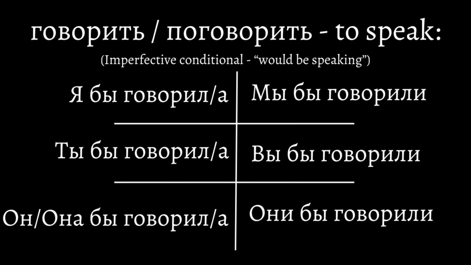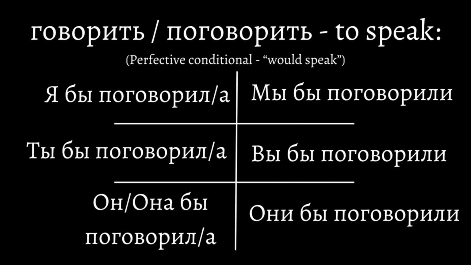In the imperfective, it's я бы говорил, I would be speaking masculine, ты бы говорила, you would be speaking feminine, and мы бы говорили, we would be speaking. In the perfective, it's the same, but with the prefix po, and the meaning is would speak.